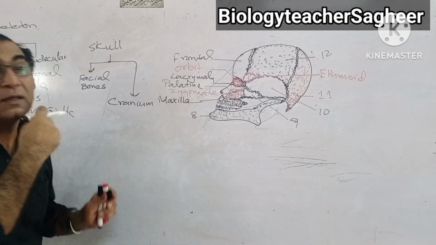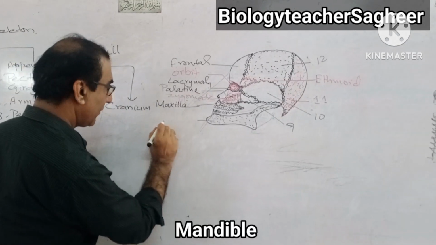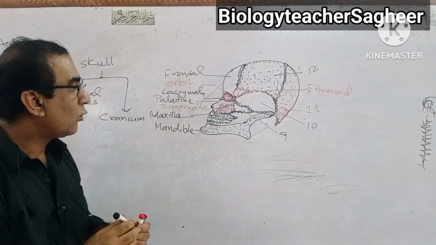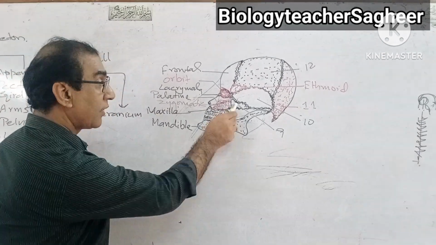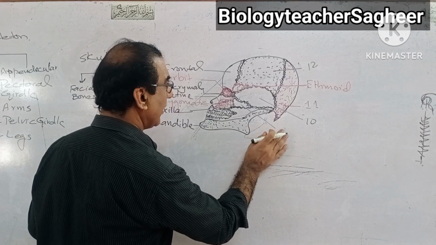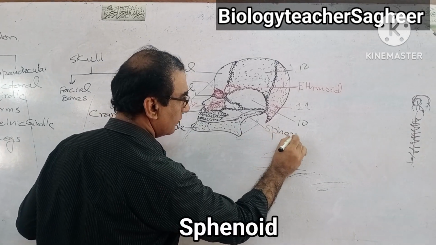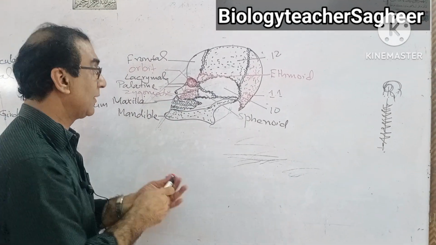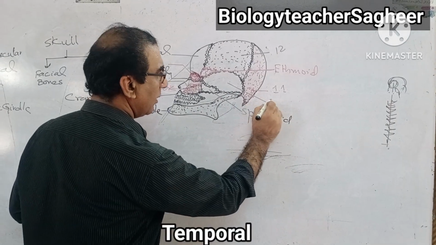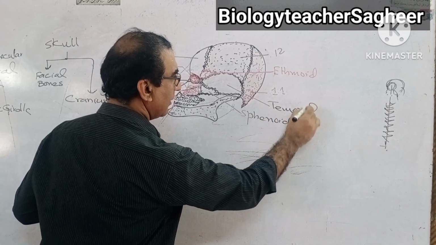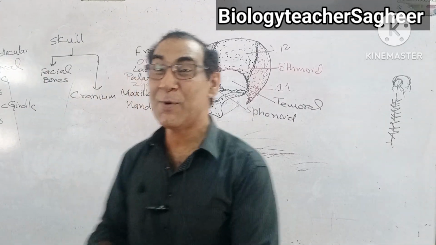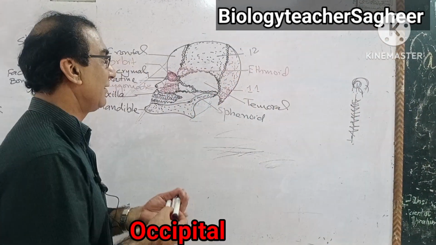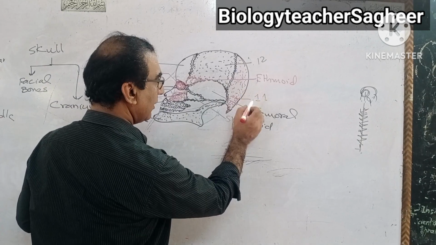What is the name of this bone? Mandible. And what is the name of this bone? Sphenoid. And this one? Temporal. And what is the name of this bone? Occipital. This one is your occipital.